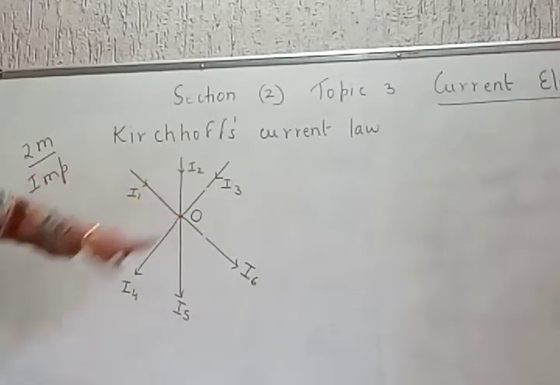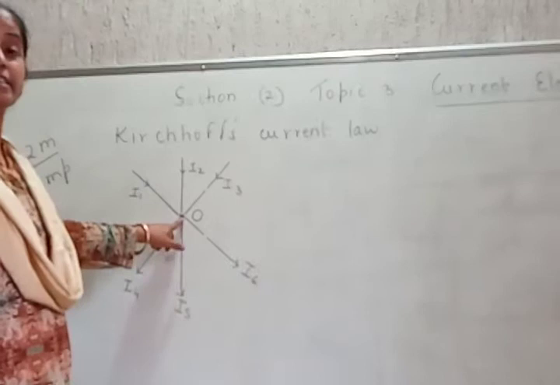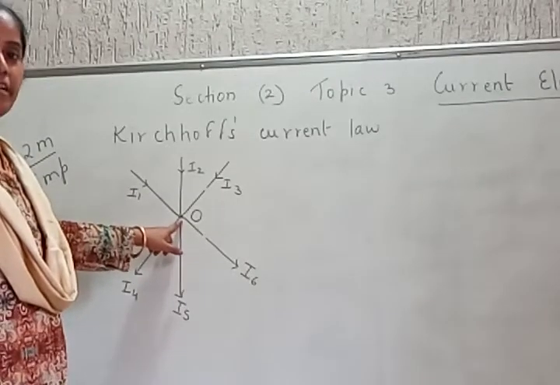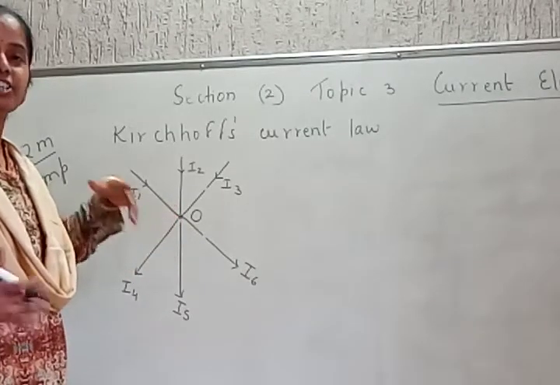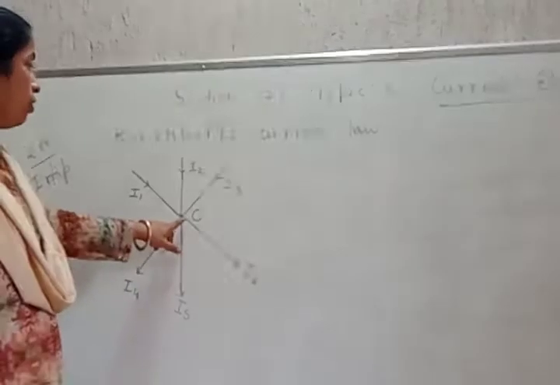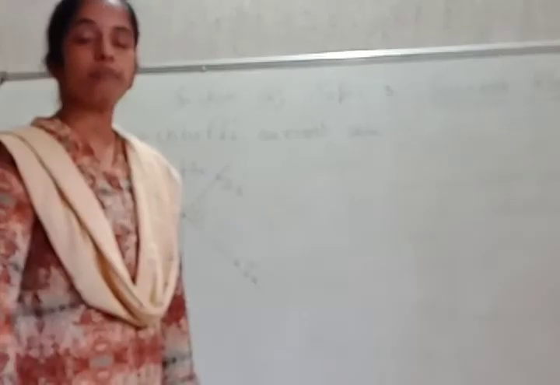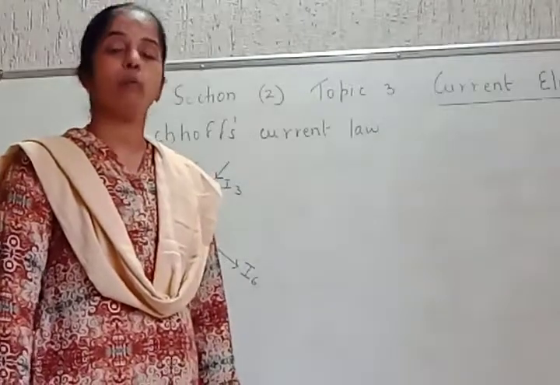Let O be the junction point. Junction point means what? The point where the currents meet. Meeting point. Just like the place where trains stand, all the trains standing together, that is called a junction. Similarly O is the junction. Junction is the point of contact of all the wires.